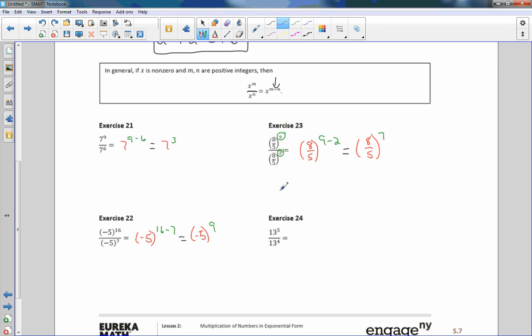Okay. 24. 13, 13, 13. Base 13 with exponents 5 and 4. 5 minus 4, which is 13 to the first power, or simply 13. Okay.